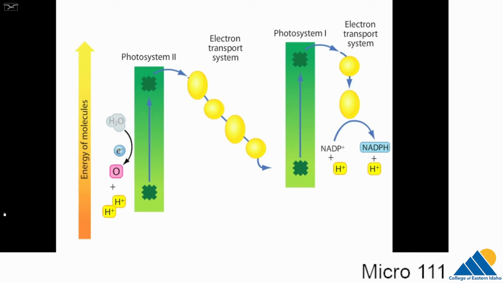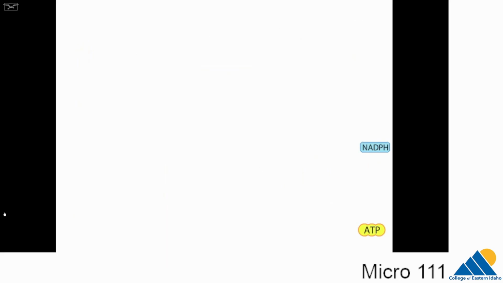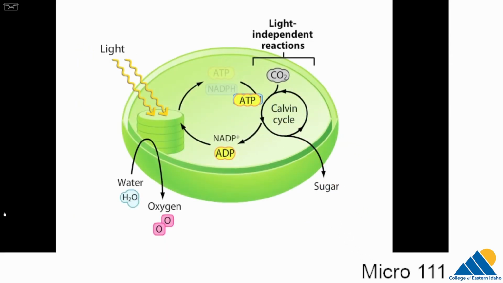During its operation, the electron transport system pumps hydrogen ions across the membrane, creating a hydrogen ion gradient. The hydrogen ion gradient stores energy to make ATP. As additional rounds of the Z pathway occur, pairs of oxygen atoms form molecular oxygen. The energy carriers ATP and NADPH are now available to reduce carbon dioxide and assemble sugars through the Calvin cycle.